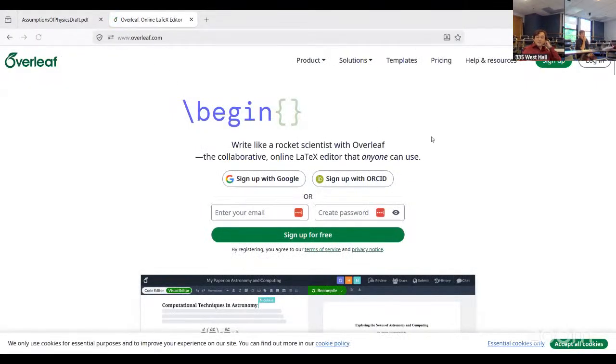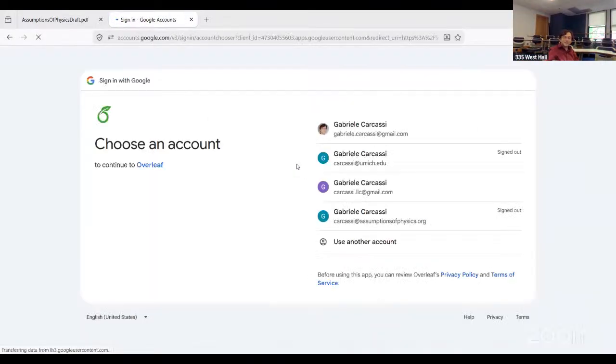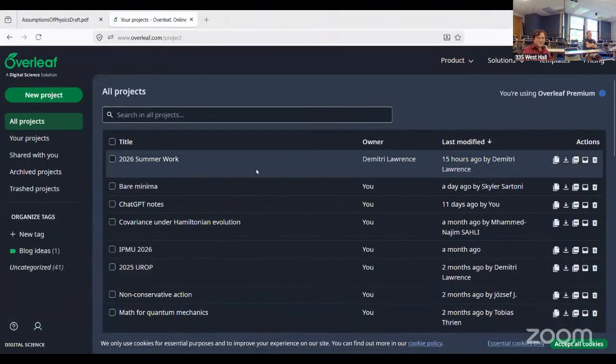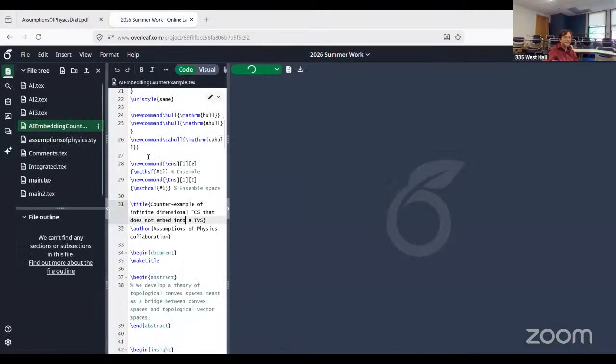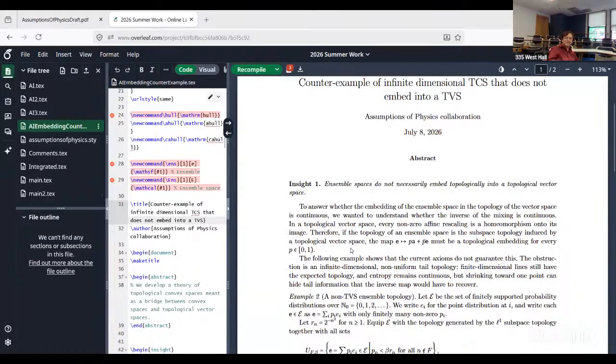And I think I have a counterexample. But it's not physical. I do not know if it's physical. That's my problem. So it's inside here. Let me see. Let's say AI embedded counterexample.